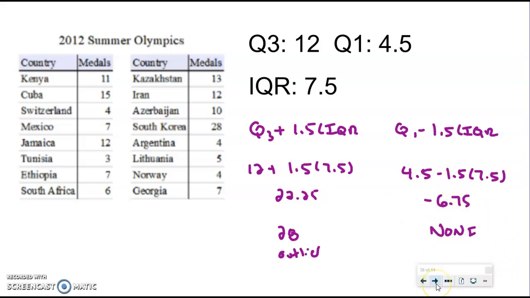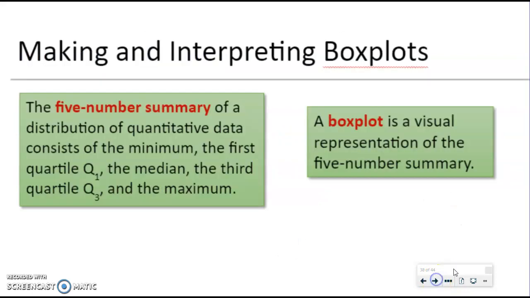So why do I need this? Well, it's going to be helpful. Why do we need outliers? Why do we need Q3 and Q1? It helps us create this next type of graphical representation of data, and that's going to be a box plot.